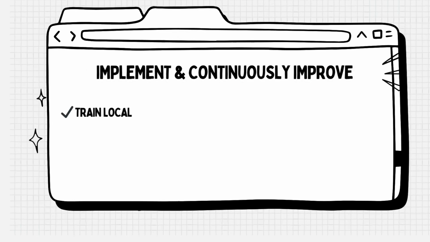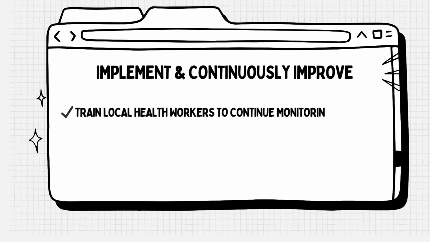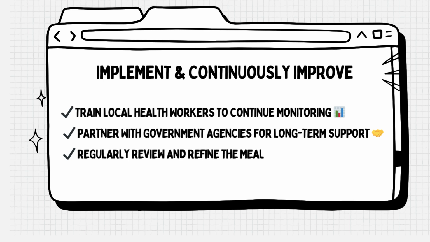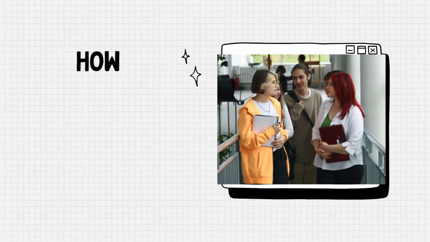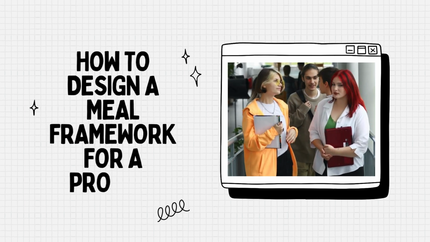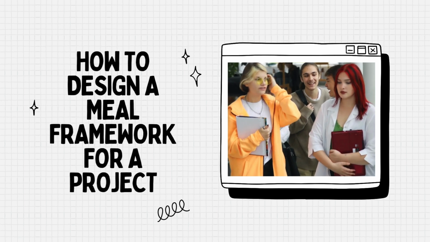Finally, we integrate MEAL into daily operations to keep the project sustainable. The expected long-term sustainability of this project: train local health workers to continue monitoring, partner with government agencies for long-term support, regularly review and refine the MEAL system. When MEAL becomes a habit, projects have a lasting impact. And there you have it, a complete MEAL framework in action. This is how we turn data into impact and projects into success.